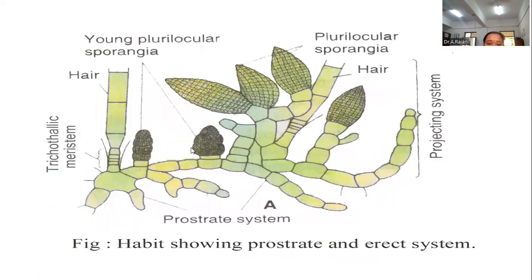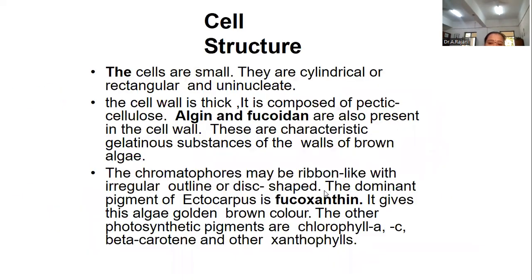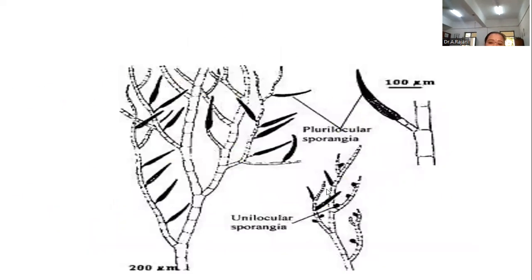One second, I'll show. See here. This is the projecting system, no? In this projecting system, you can observe the trichothallic position. See, this is the trichothallic. These hairs are there. Trichothallic meristems are present. This total development is called the trichothallic thallus. Very, very important. This one is the expected question.